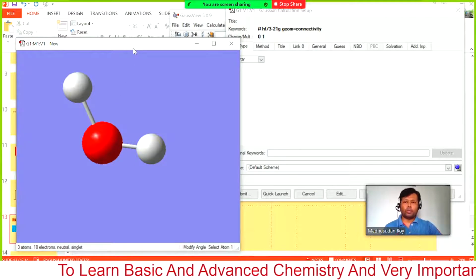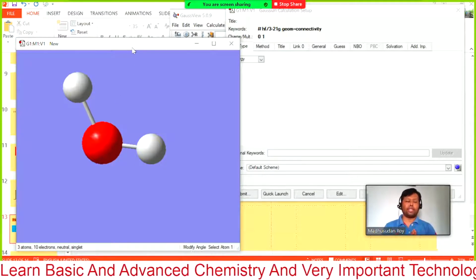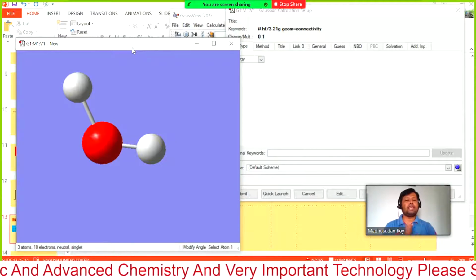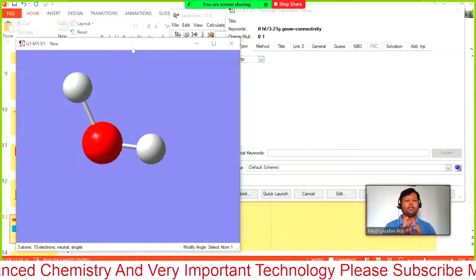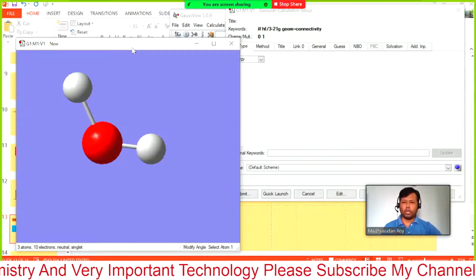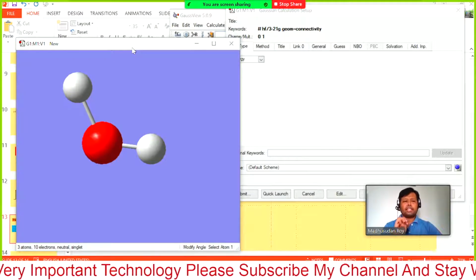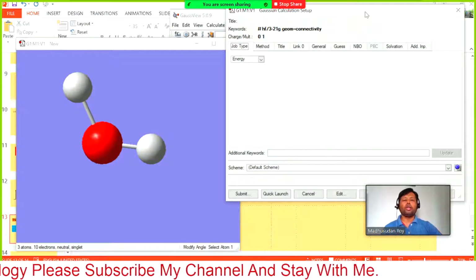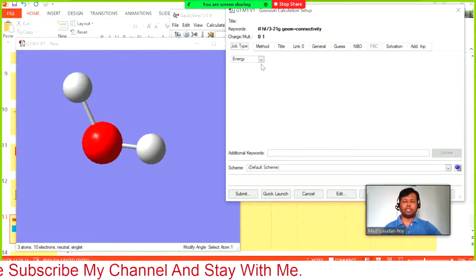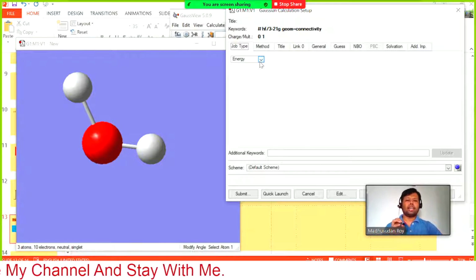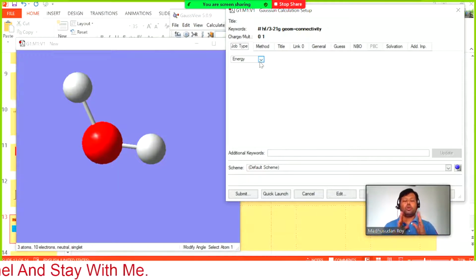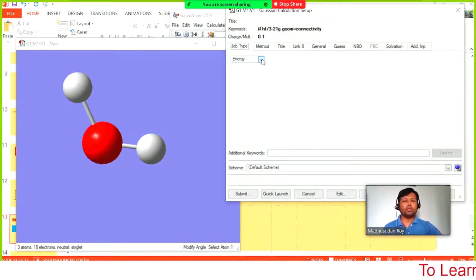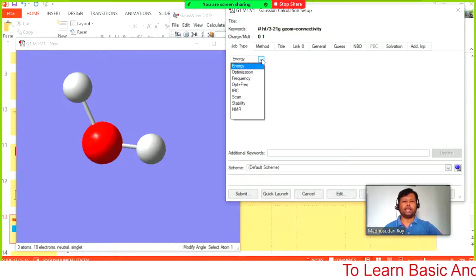So if you want to find out the energy only, then it will not change anything, it will just find out the energy of the molecule in the exact state, whatever you are giving as input. But we want to do something more out of this. We want to get the structure, what would be the minimum structure. So minimum energy structure, that means we want to do the optimization.